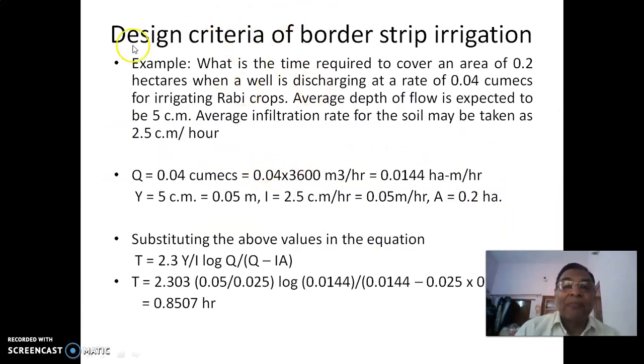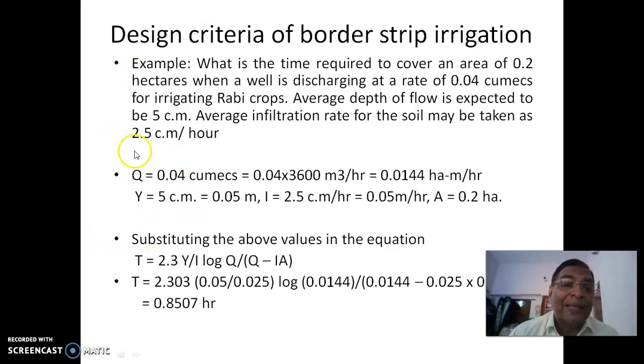What is the time required to cover an area of 0.2 hectares when a well is discharging at a rate of 0.4 cumec for irrigating some rabi crop? And of course, the average depth of the flow is expected to be 5 centimeters. The average infiltration rate of the soil may be taken as 2.5 centimeters per hour.